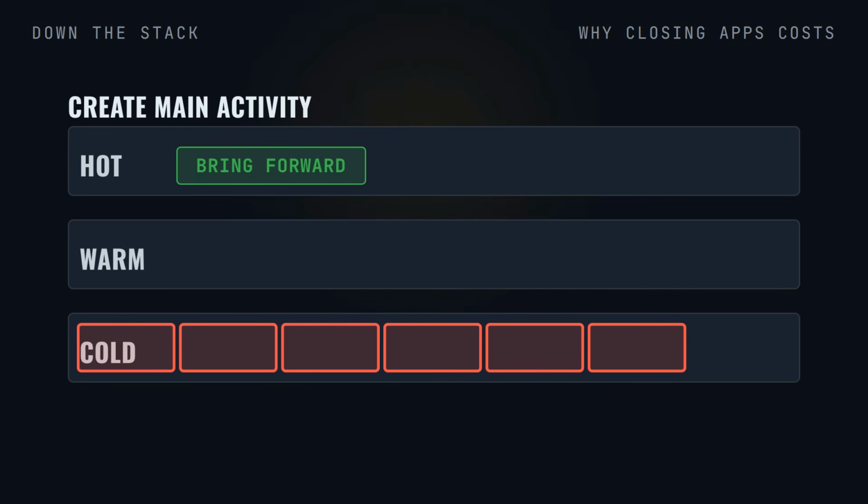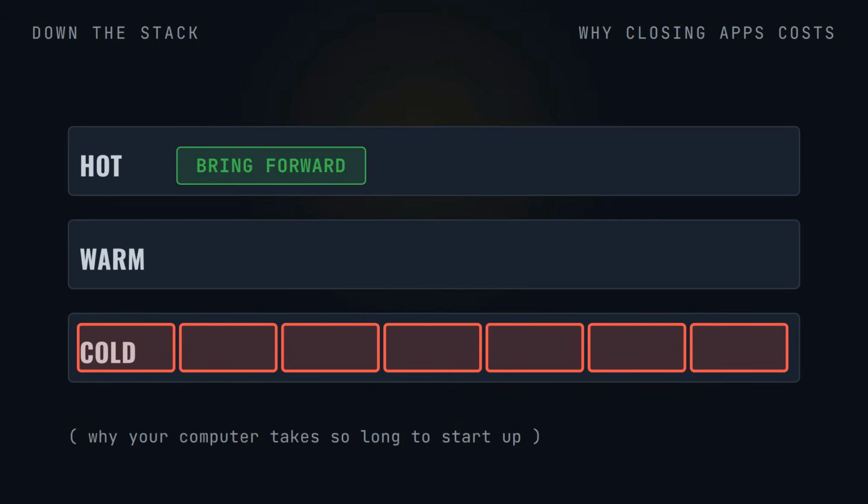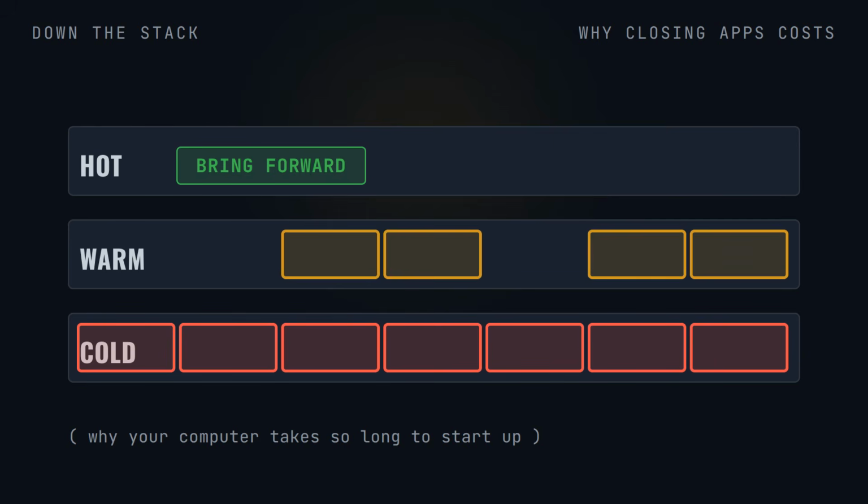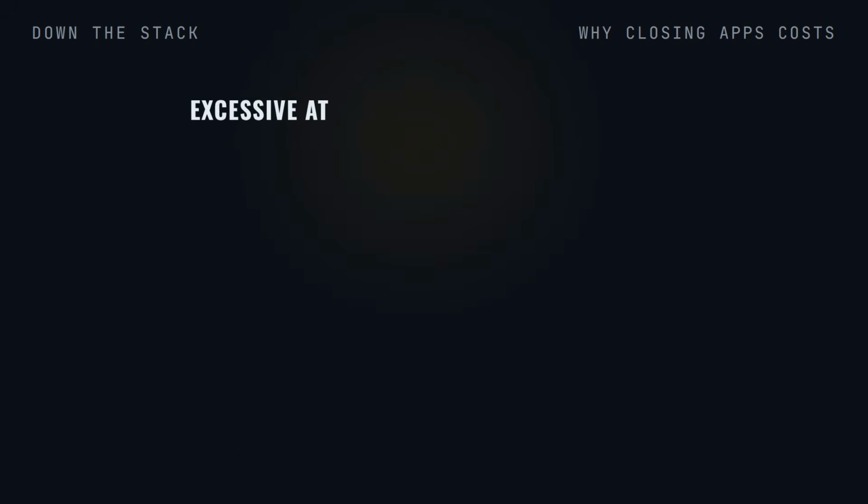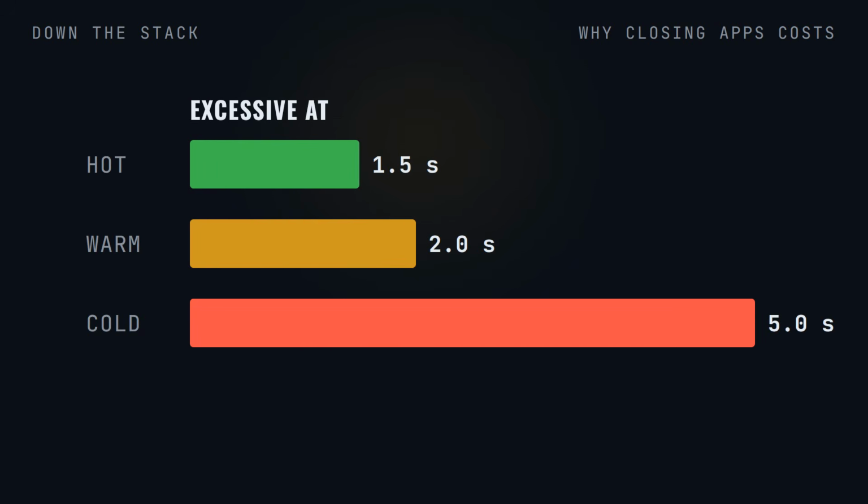You already know what a cold start feels like at a much larger scale, because it is what your computer is doing while you watch a logo in a spinner. Google publishes the bar each of the 3 has to clear. A start gets flagged as too slow at 5 seconds if it is cold, 2 seconds if it is warm, and 1.5 if it is hot.